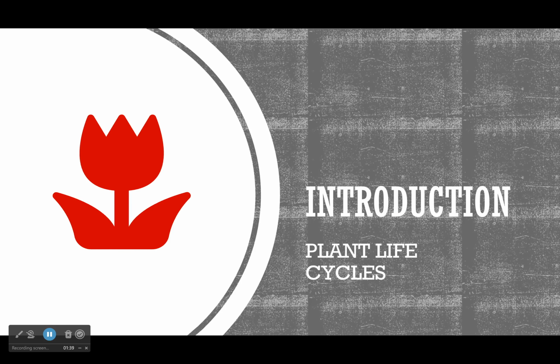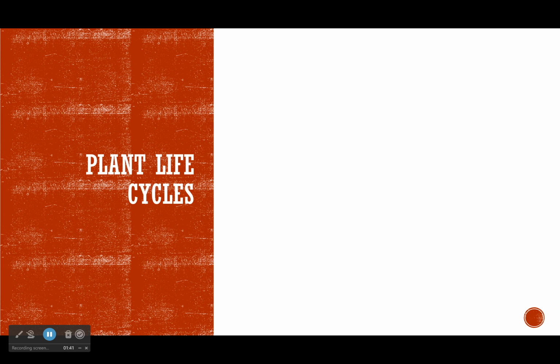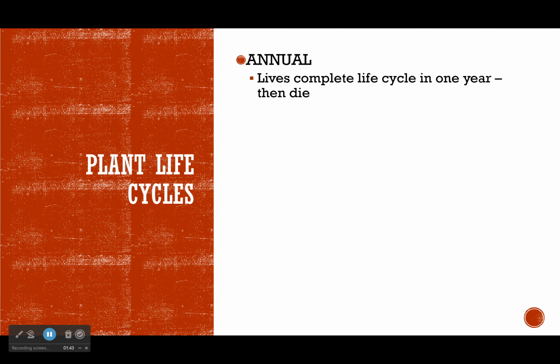So we're going to look at plant life cycles. An annual lives for 1 year. Its life cycle is to create a seed to repopulate itself. So when it lives for 1 year, it means it's completing that complete life cycle. So it's going from seed to producing a seed in 1 year's time.